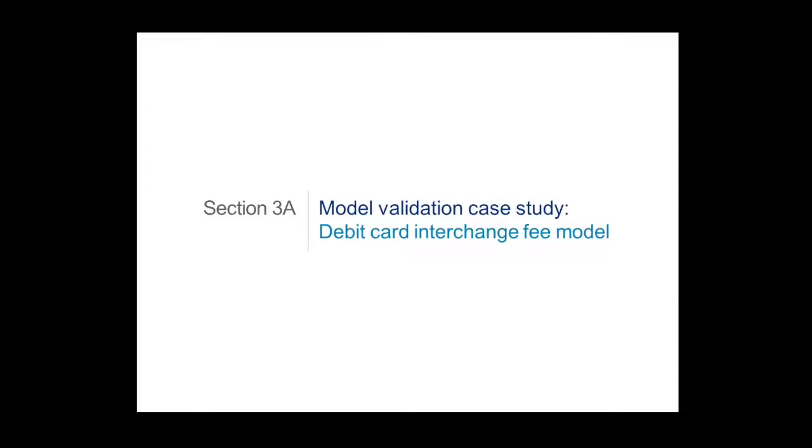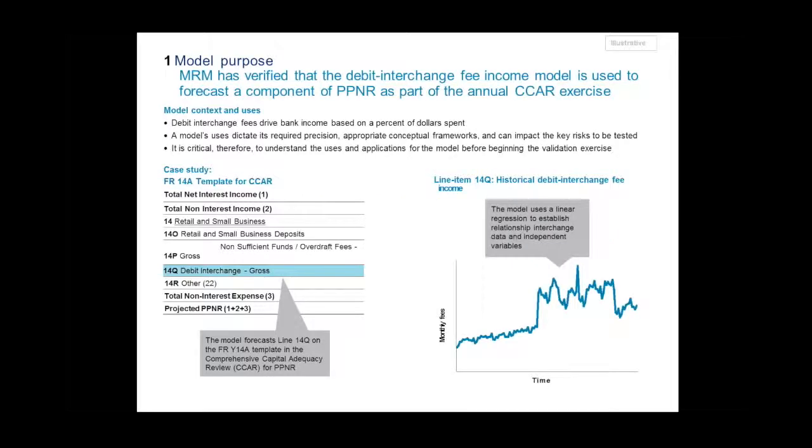So in the next section, I'm going to give you an example of model validation. In this case study, we use the debit card interchange fee model as an example to walk through all those validation steps. First, we identify the model purpose. Model risk management has verified that the debit interchange fee income model is used to forecast components of PPNR as part of the annual CCAR exercise.